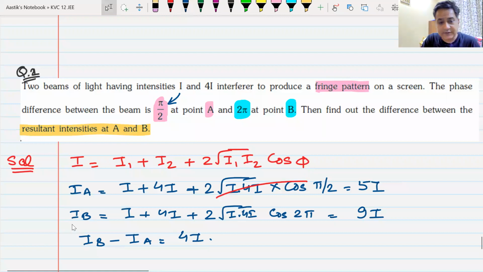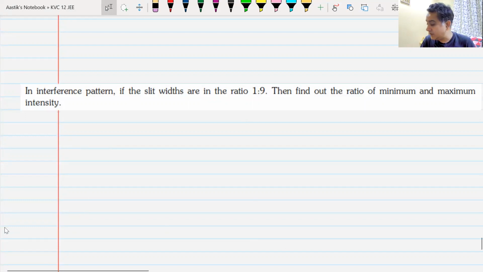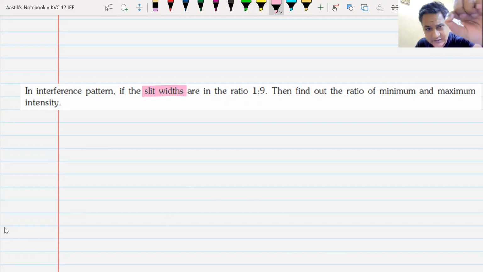This is a question again taken from your previous exams. And this question talks about the slit widths. Now, what is the relation between the slit width? It is very easy to understand that if you have a slit which is very small, and if you have a slit which is very big, the intensity that is produced is directly proportional to the slit width. So you can note this point.